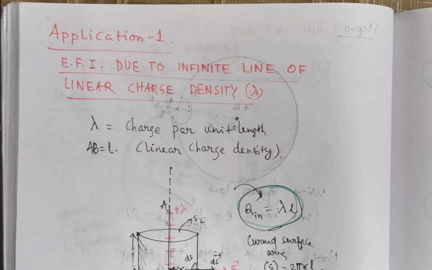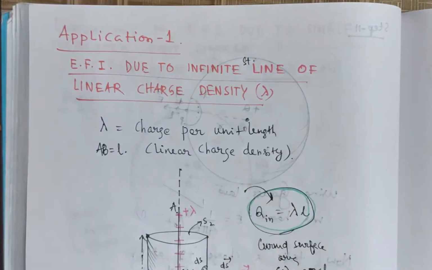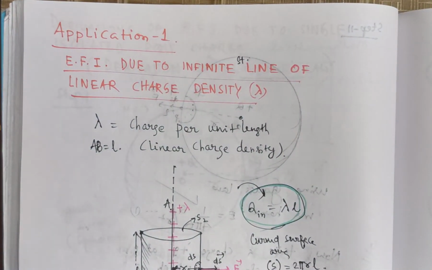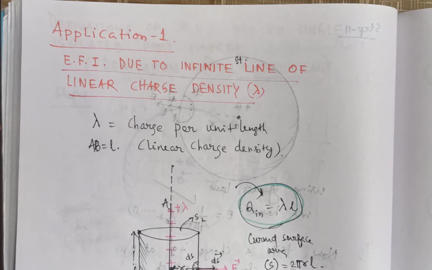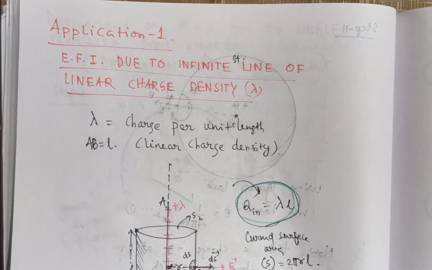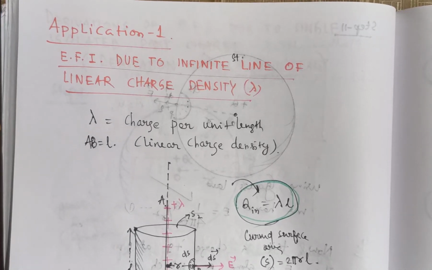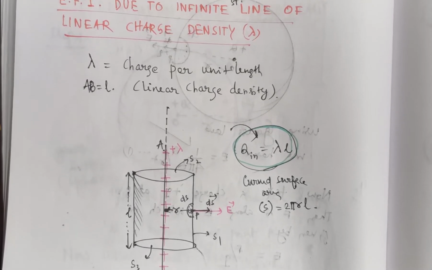The line is an infinite straight line of linear charge density lambda. Infinite line means the line's length is very much larger than the distance of the point where we have to calculate the intensity. Linear charge density means charge per unit length. That means the charge is uniformly distributed over its length.